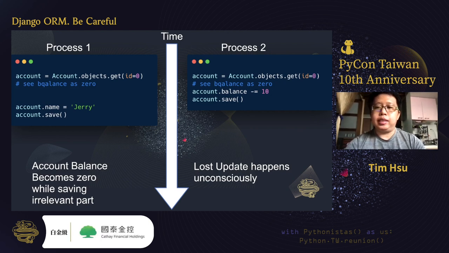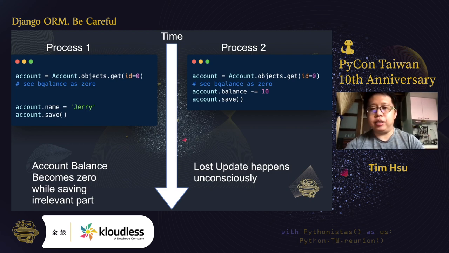The previous examples all act on the same field, balance, so it is easier to identify problems by searching the code. But this example is not so clear. While process 1 is updating the account's profile page, and process 2 is withdrawing money, things still go wrong. Process 1 didn't touch the balance field directly, but it did override the balance field. Let's see why.